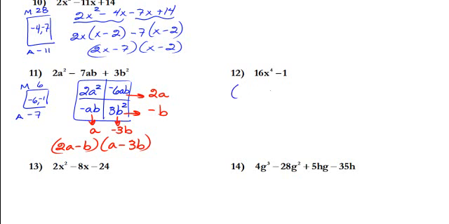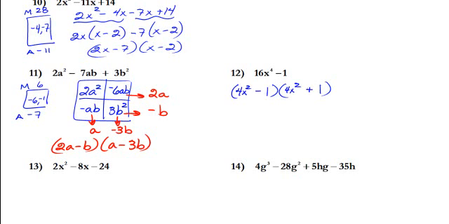Okay, factoring a difference of perfect squares. Last spots in the parentheses, write down how negative 1 is a perfect square. It's 1 times 1. How is 16x to the 4th a perfect square? It would be 4x squared, 4x squared, minus in one, addition in the other.